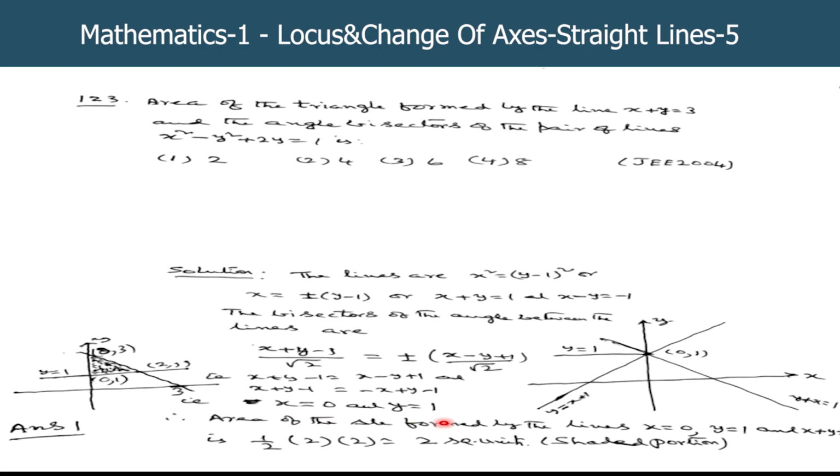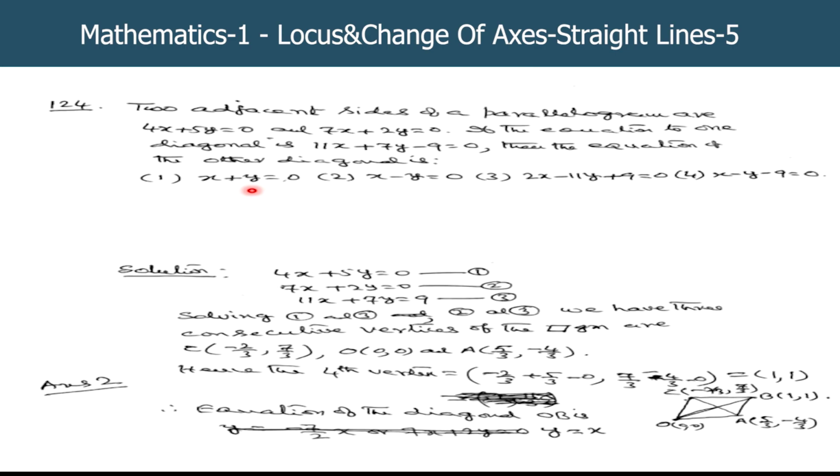So therefore, the area of the triangle formed by the lines x is equal to 0, y is equal to 1 and the given line x plus y is equal to 3 is simply half of 2 into 2, which is equal to 2 square units. See, in the figure, I have shaded the required triangle. Please see. So the correct option is option number 1 itself.